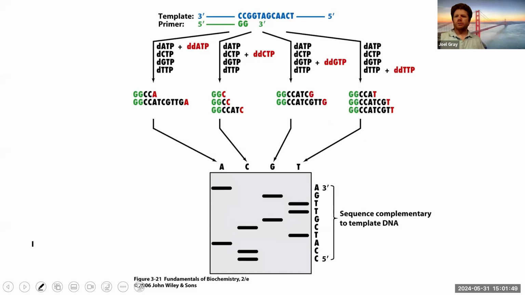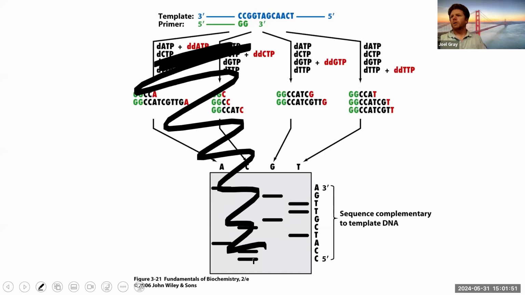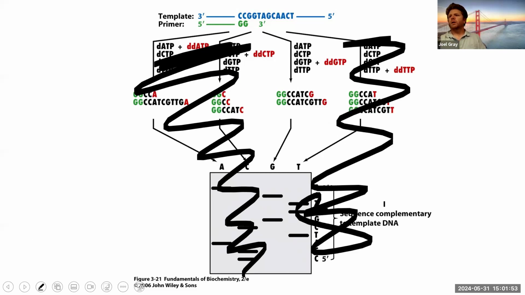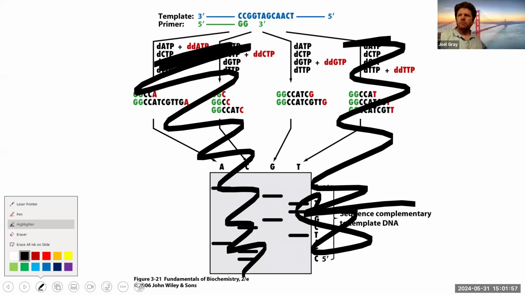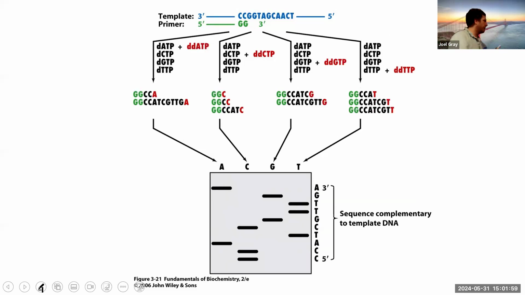Our G reaction. There's 2 C's. Our ddTTP. Well, there happen to be 3 A's because we use that. There are 3 products from our T reaction.